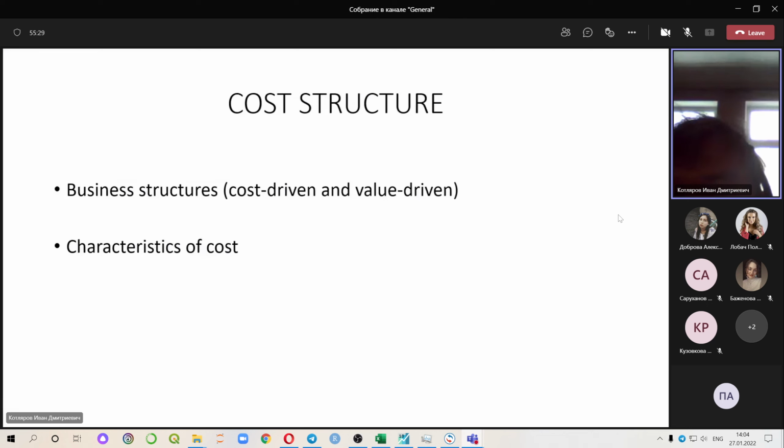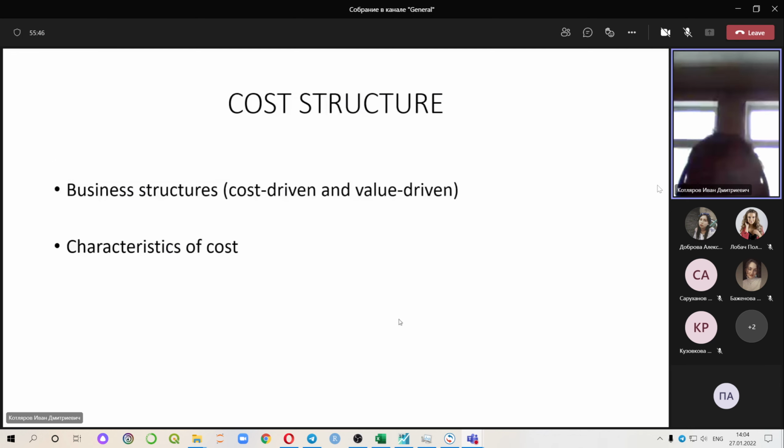In case of cost-driven companies, they have to cut costs in order to increase the efficiency of their products for their customers. Guys, do you understand? Is it clear? Yes, it is. Okay, great.